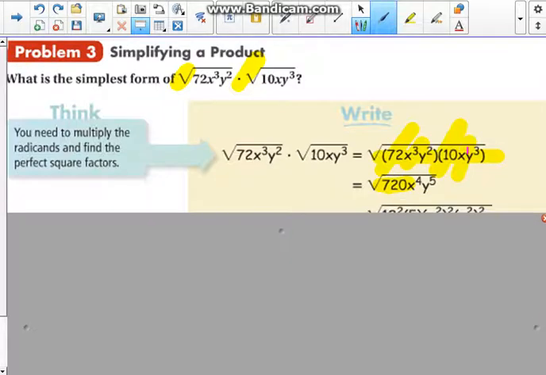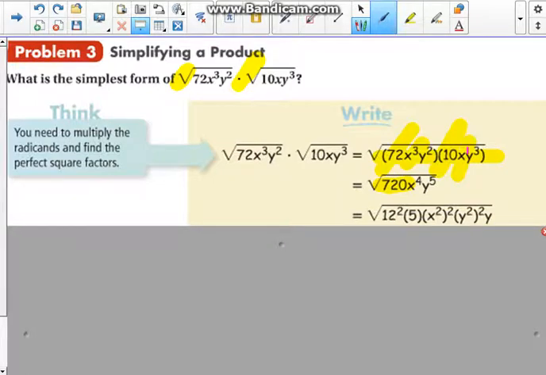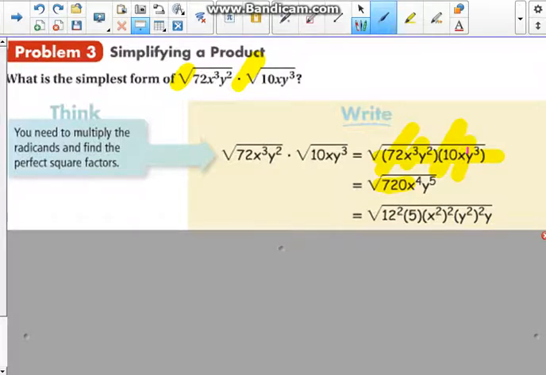Now that we've combined these, we've got to pull it apart with a perfect square factor of 720. We know that 144 is a factor of 720, and 12 squared is 144. So we can rewrite 720 as a product of 12 squared times 5. And then we want to take the squares out of our x's and y's. So we have x squared squared and y squared squared times y.